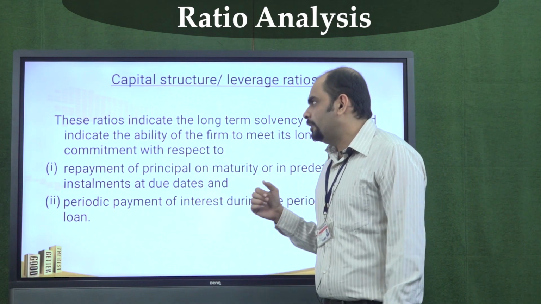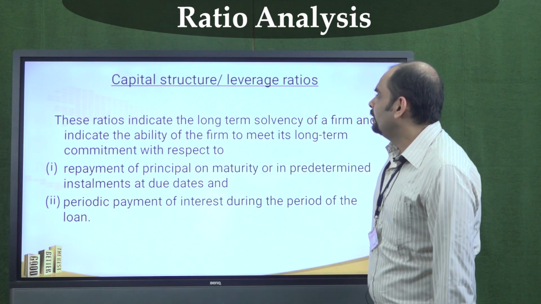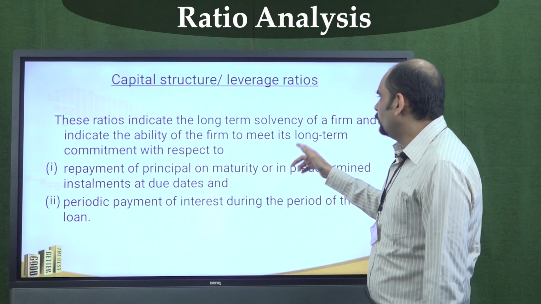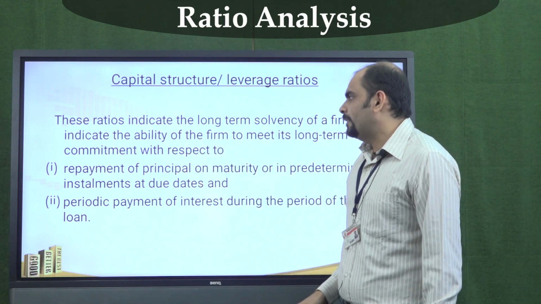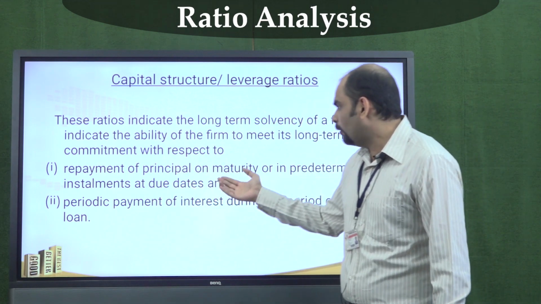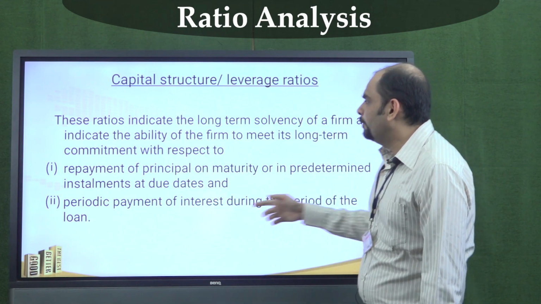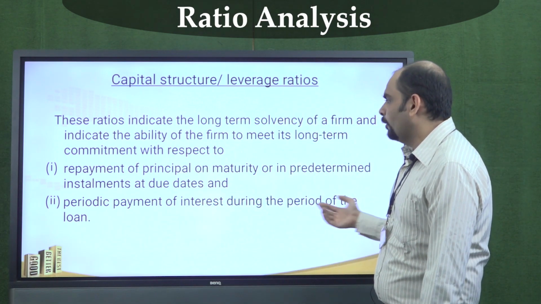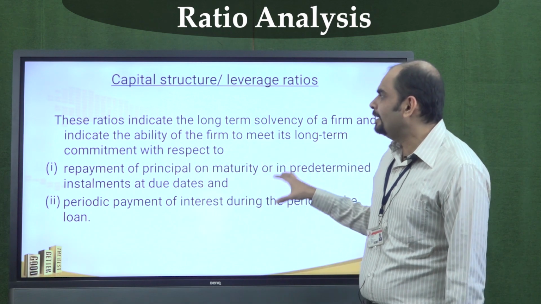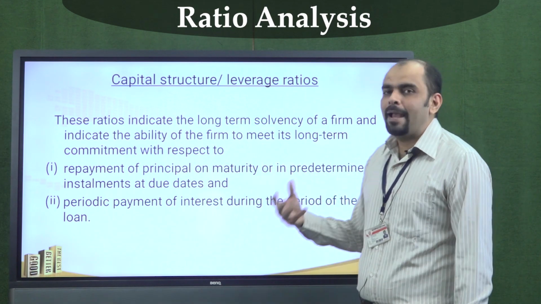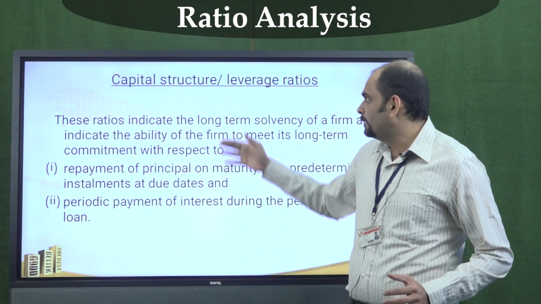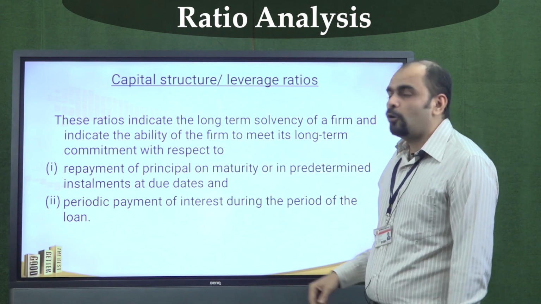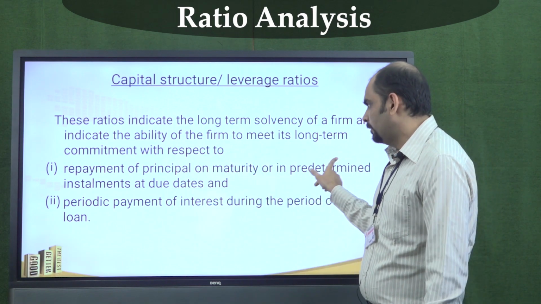Capital structure or leverage ratios. These ratios indicate the long-term solvency of a firm and indicate the ability of the firm to meet its long-term commitments with respect to repayment of principal on maturity or in predetermined installments at due dates, and periodic payment of interest during the period of the loan. So basically, this ratio will show how well you are managing your long-term liabilities, the ability of the firm to meet its long-term obligations.